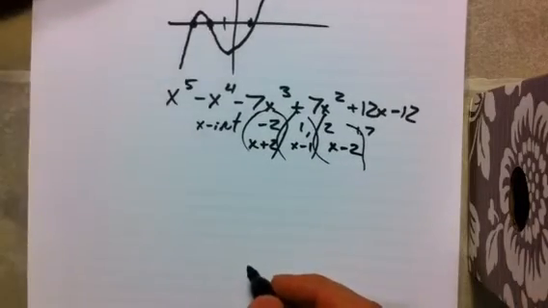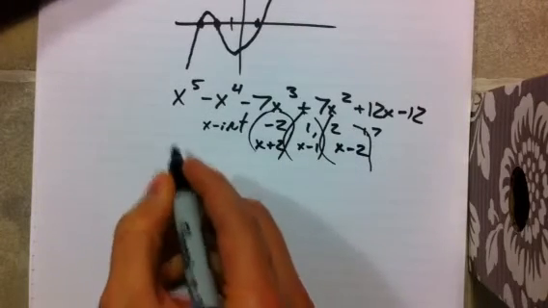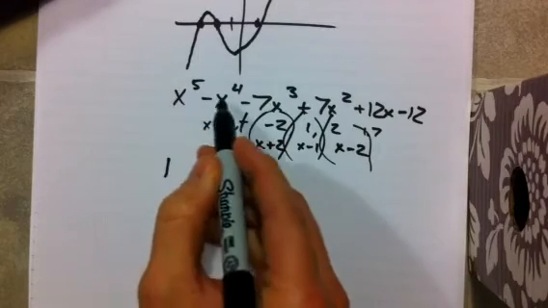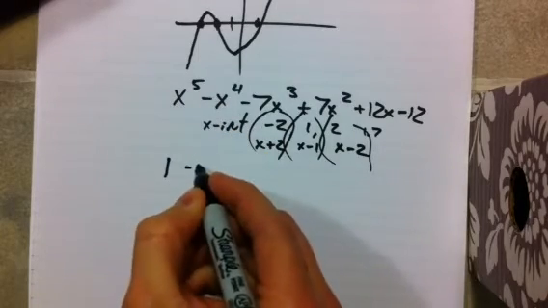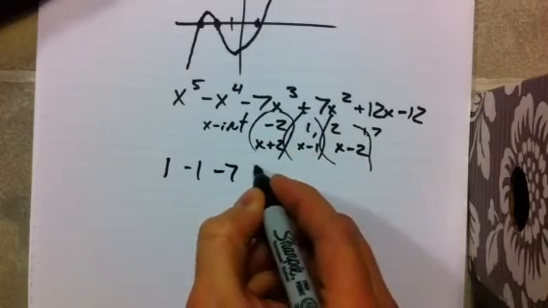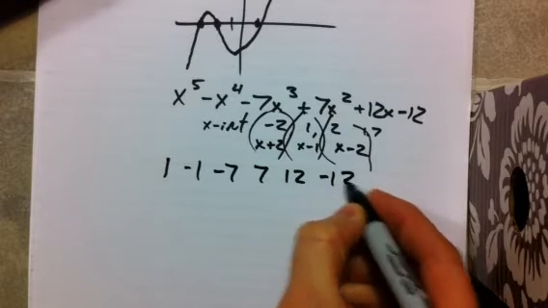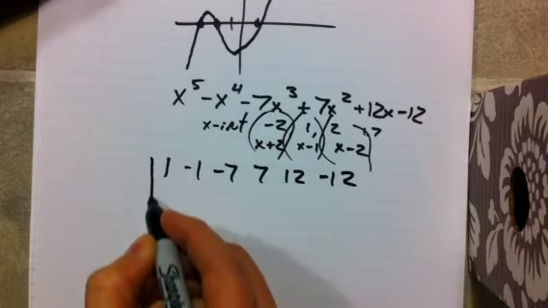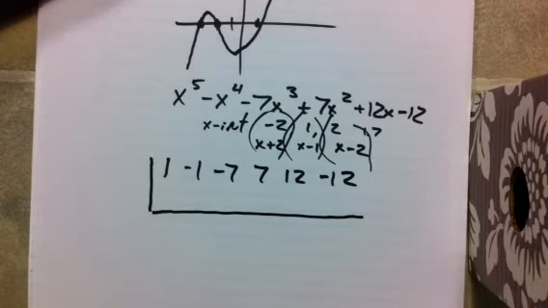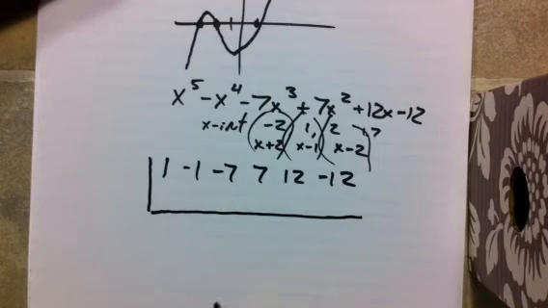And I'm going to use synthetic division just because all of these are linear factors. So I'm going to use all the coefficients like we set up yesterday. So 1, negative 1, negative 7, 7, 12, negative 12. And what you want to remember for synthetic division is to include any zeros if you're missing any terms. Say if you're missing that x squared term, you'd want to include a 0 for it down here.